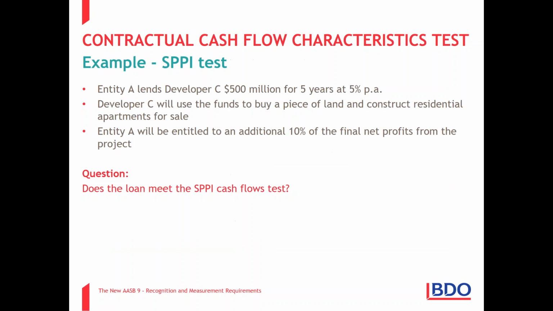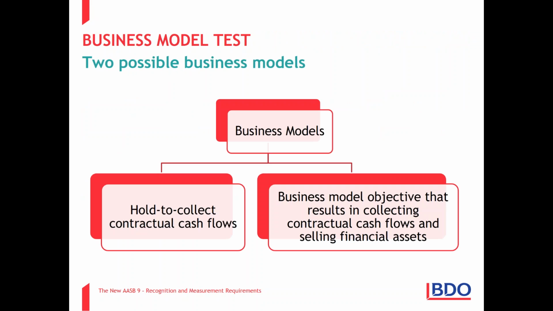So if we go back to that one, I think everybody is happy that it's not just the principal of 500 million. There's also the interest of 5%, and there's also the 10% of the net profits. Therefore, in that situation, we would argue it does not meet the SPPI cash flow test. So that's an example to illustrate that.